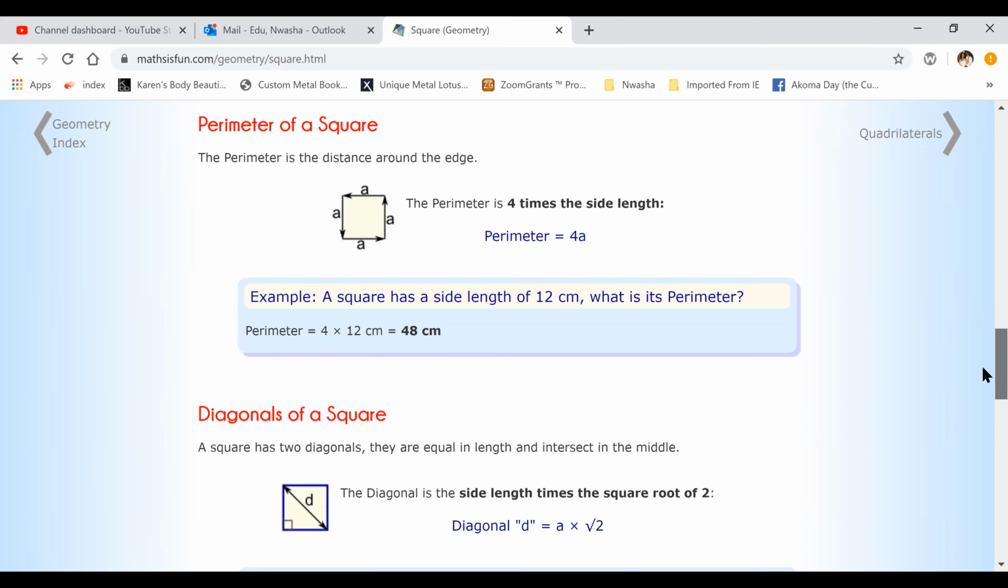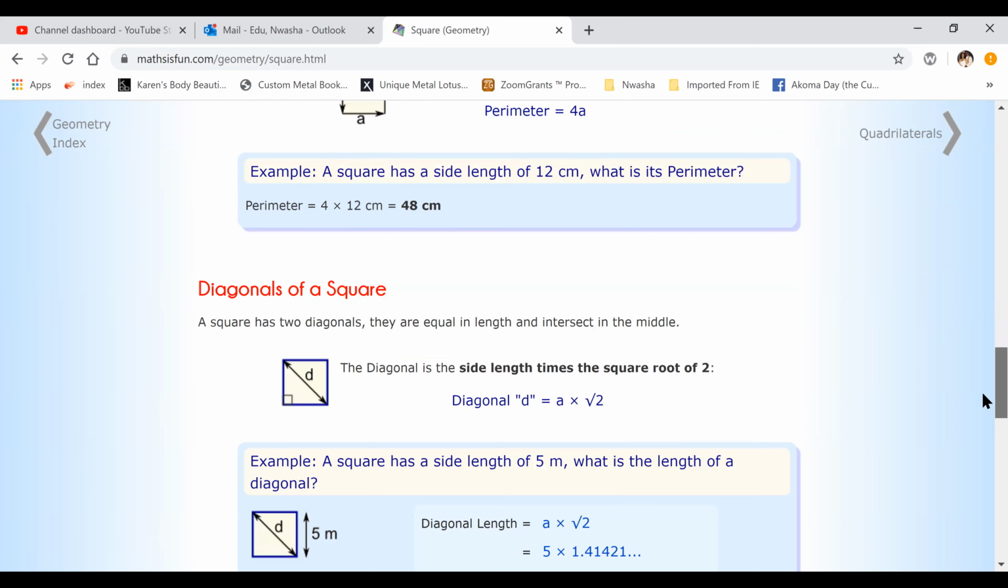Now, perimeter is just the distance around the square. So if you know one side, it's 4 times that side. In this example, a square has a side of 12. What is the perimeter? You'd be saying 12 plus 12 plus 12 plus 12, or a shortcut for the formula is just to say 4 times 12 is 48.